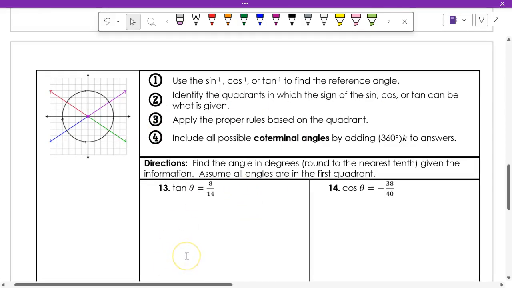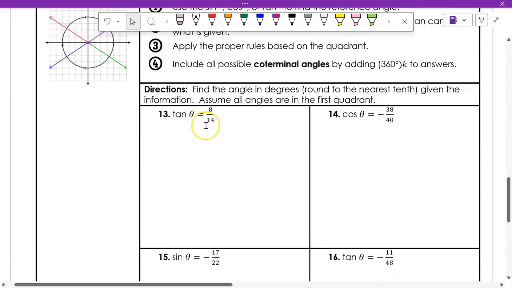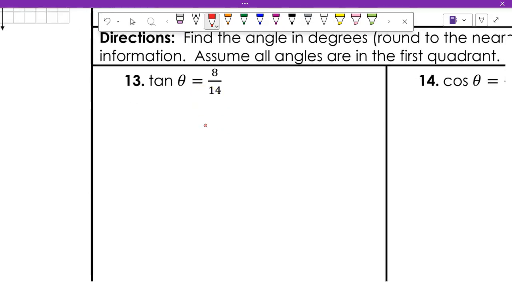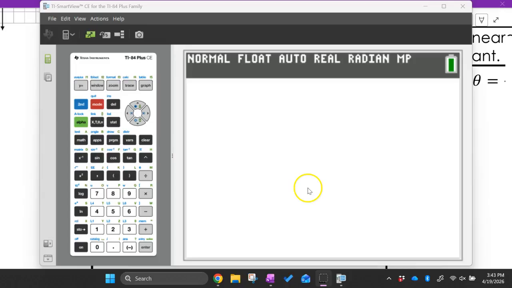Right here it says use step number 1, use sine inverse, cosine inverse, or tangent inverse to find the reference angles. So I'm looking at tangent theta is 8/14. I'm going to write this as an inverse relation: tangent inverse of 8/14, and that's going to get me my angle. I just need to put that into my calculator. Before I do, I need to make sure it's in the correct mode, because the output values will be degrees, and I'm using trig functions.